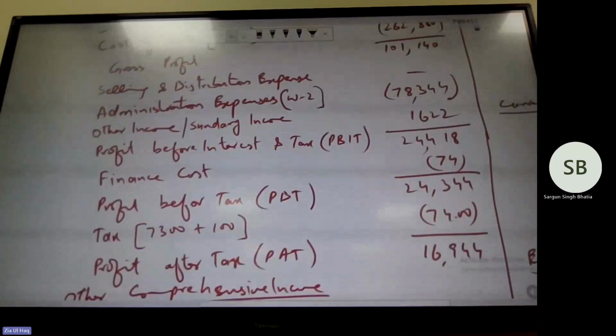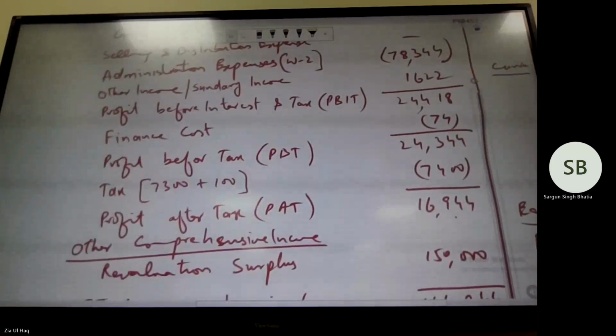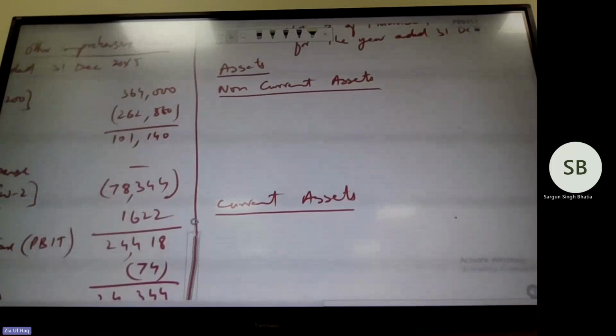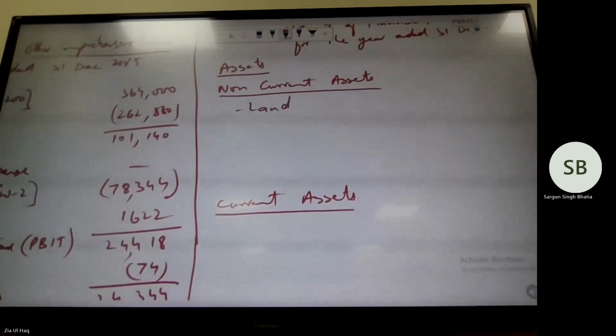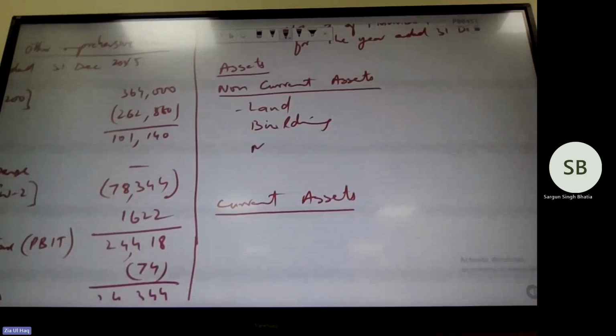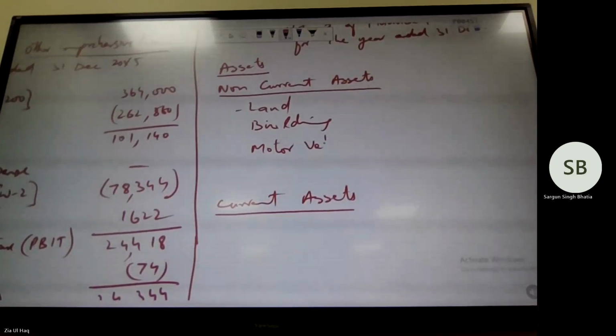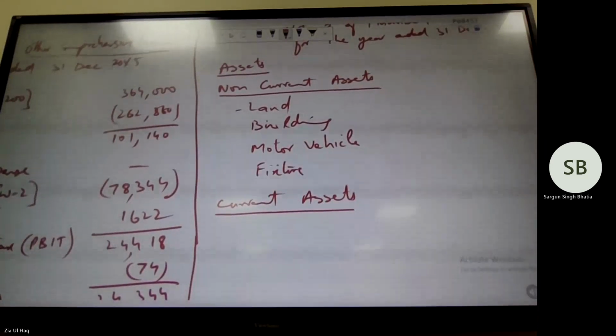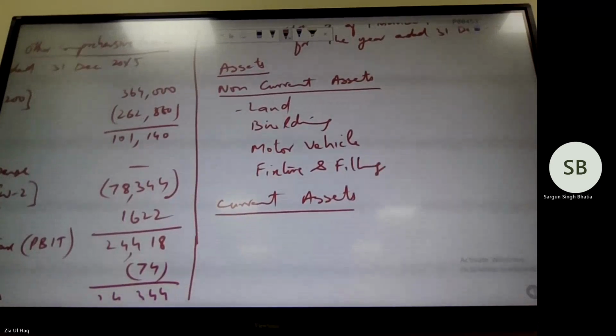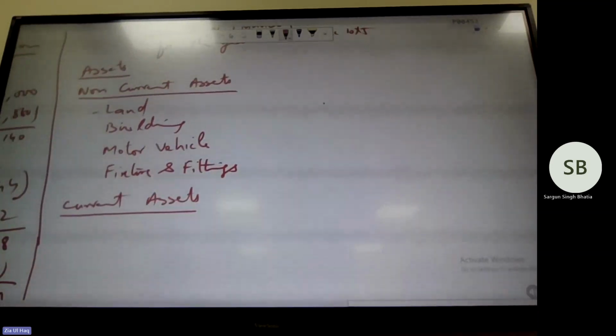Now we are moving towards balance sheet. For balance sheet, non-current assets, and in non-current assets, we are having 4 types of assets. One is land, other is building, other is motor vehicle, and we are having fixture and fittings. Land, there is no depreciation on land, so its value has been added at 250,000.